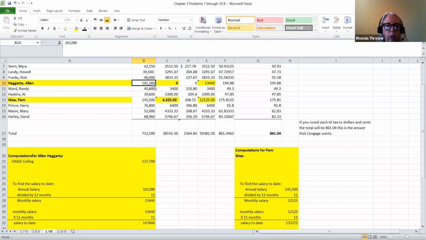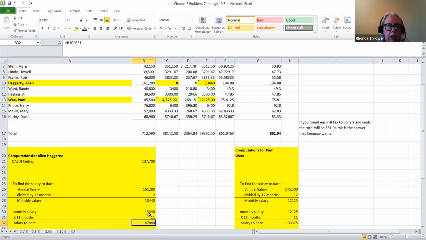Since we know his salary was above the ceiling, we're going to have to drop back and calculate his salary to date. We drop back one pay period. In other words, we calculate the monthly salary and use 11 months instead of 12 because we're dropping it back one pay period. Since they were paid monthly, we'll drop it back to 11 months and calculate the salary to date. Notice the salary to date at 11 months is still more than the ceiling.